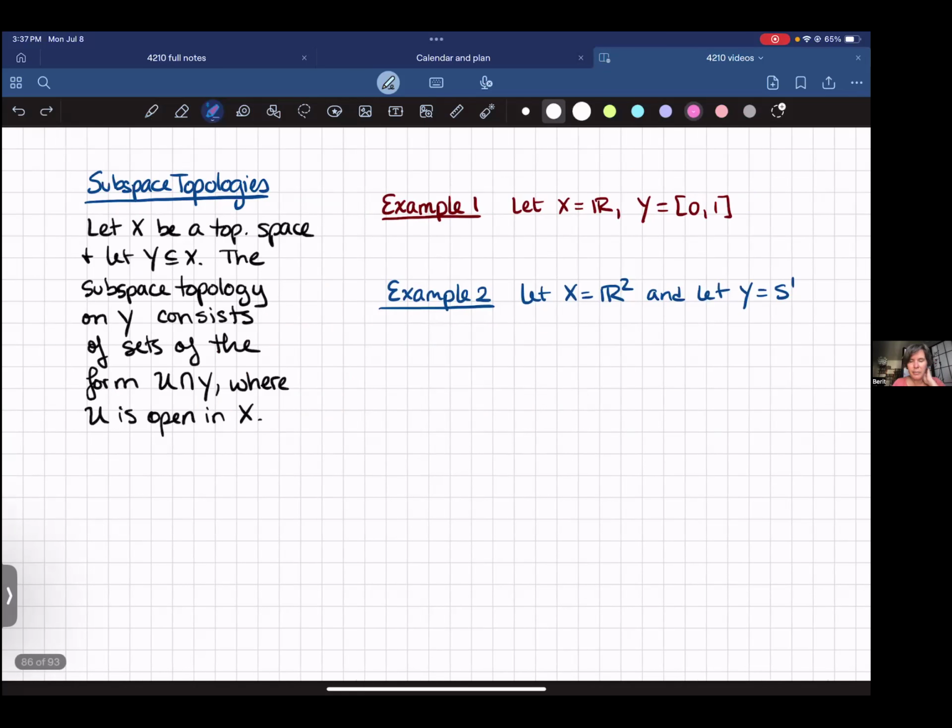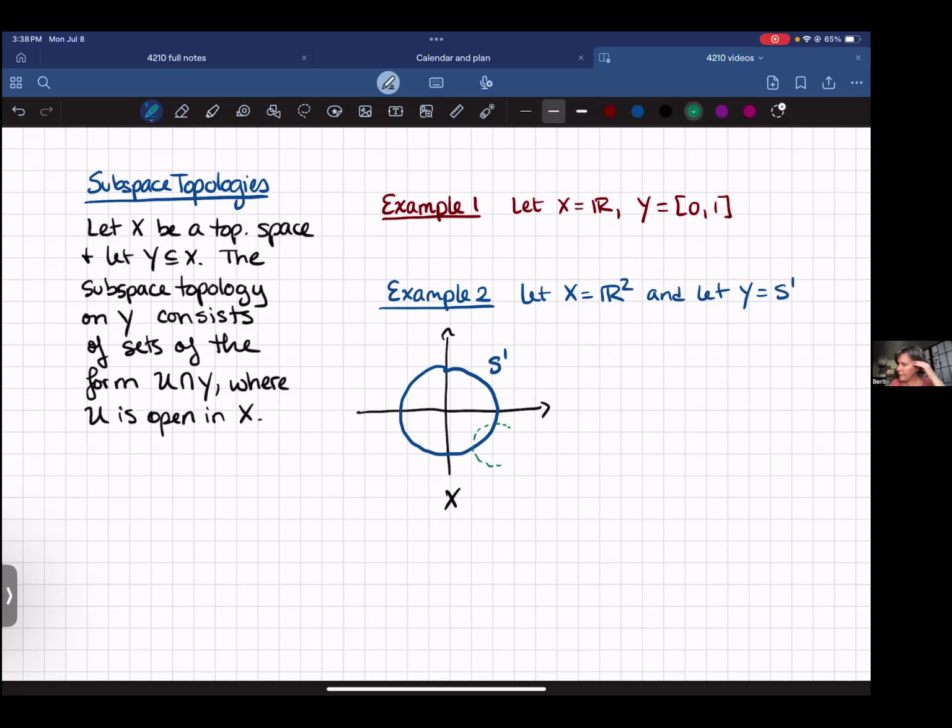All right, here's a second example. Let's let X be R2, and we'll let Y be S1, which is the name that we're going to use for the unit circle. So my X is R2, and my subspace is the unit circle. This is my S1. S1 stands for unit circle. So what do the basic open subsets look like in R2? The basic open subsets in R2 look like open balls. So the basic open subsets look sort of like this.